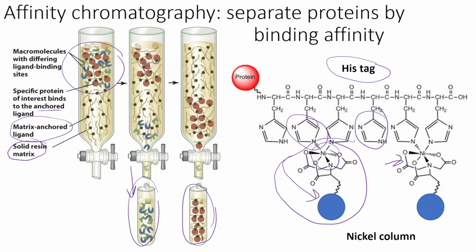So those are two things you can use, but they're specific to the ligand that you're using. That's what you'd use for nickel. If you had a different type of affinity column, you'd use something else to push your protein off the column. All right. Any other questions about chromatography?